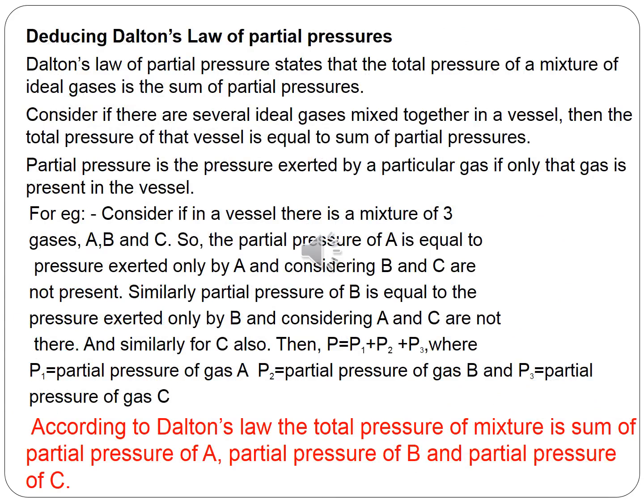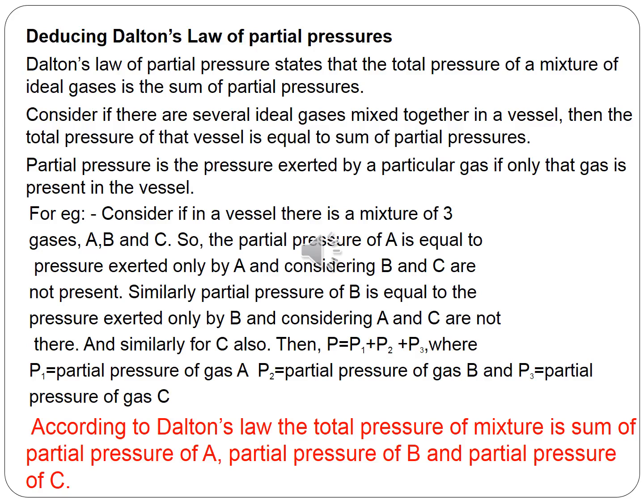There is one important law connecting to the nature of an ideal gas, which is Dalton's law of partial pressure. According to Dalton's law of partial pressure, the total pressure of a mixture of ideal gases is the sum of partial pressures. Consider if there are several ideal gases mixed together in a vessel, then the total pressure of that vessel is equal to the sum of partial pressures.